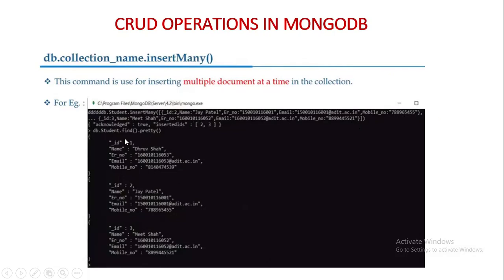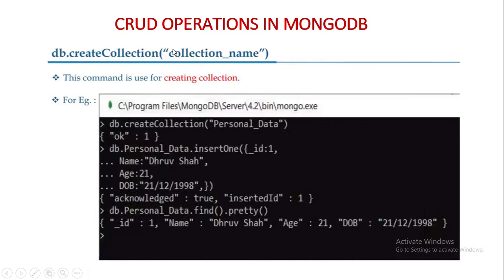In order to retrieve the documents from the collection, we are using the command db.student.find().pretty(). So we inserted 3 documents, and it is displaying the 3 documents. So in order to read or display the documents, we are using the command find. If we want to insert some documents into the collection, we are using insertMany or insertOne. If we want to create the collection explicitly, for that we are using the command db.createCollection with the collection name. So this command is used for creating the collection.